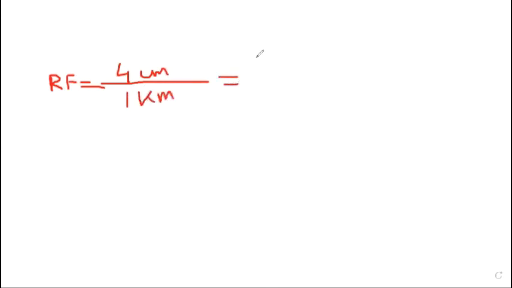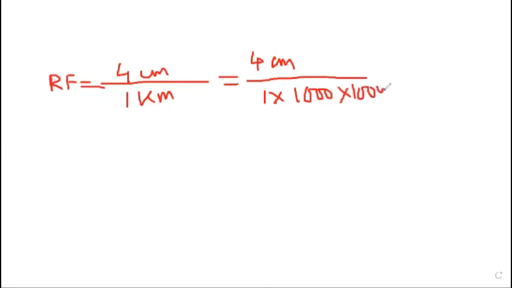So the RF is equal to 4 cm divided by 1 km, which is 1000 meter into 100 centimeter. So this comes as 1 by 25,000.